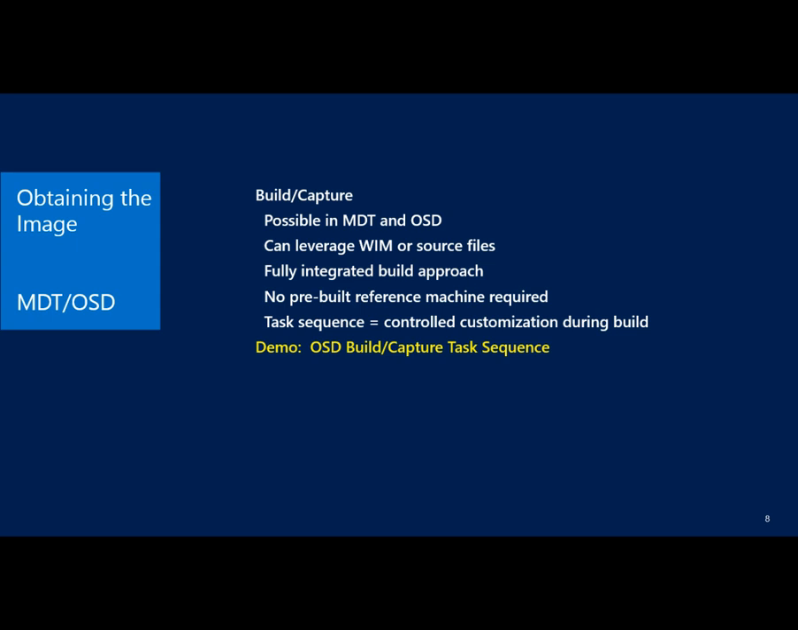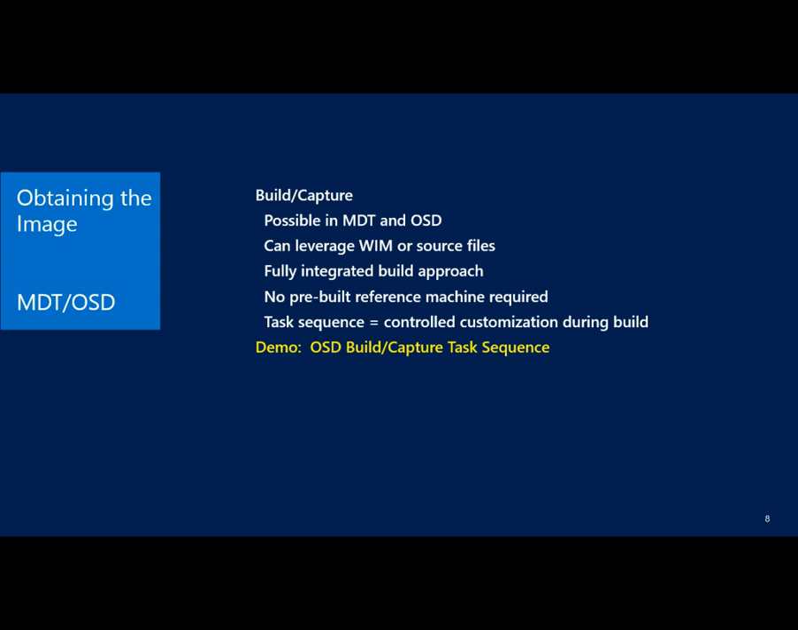Right? The build and capture does exactly what the name says. It will take a bare metal machine and build it with an image that you specify and then capture it at the end. Now, you can either leverage the WIM file directly that you already have in place, maybe from a previous capture, or maybe you're going to use the install.wim, which is on the install media, which is a thin image, and build your reference machine from there. That's a very common scenario and a good one to use.